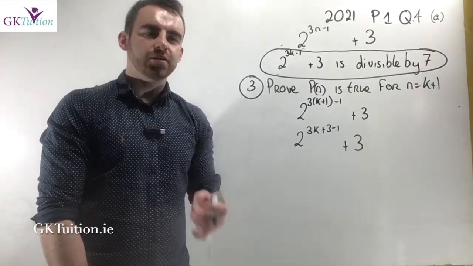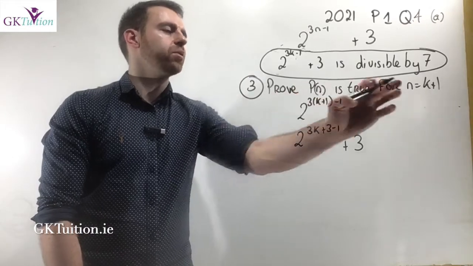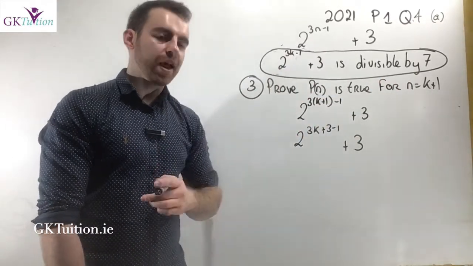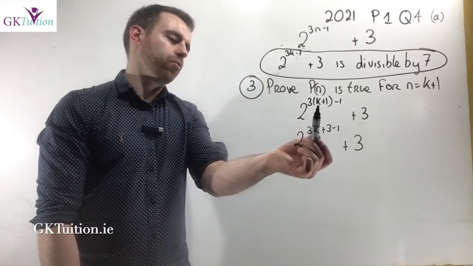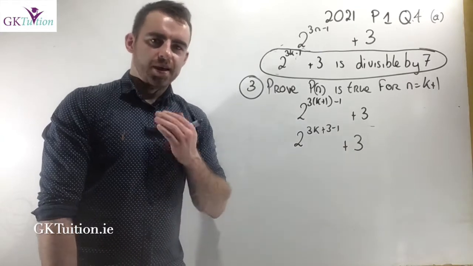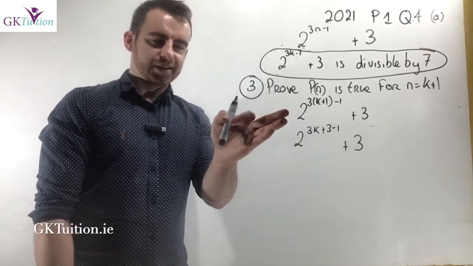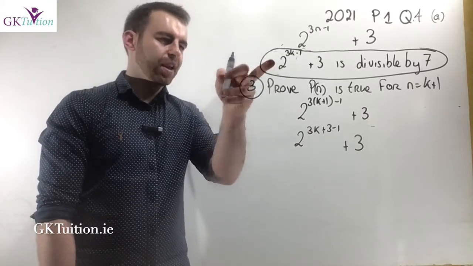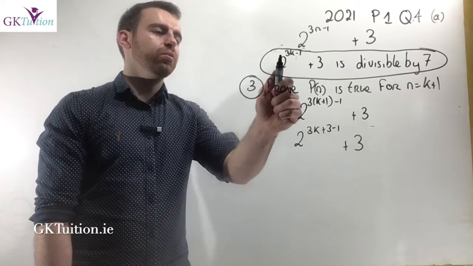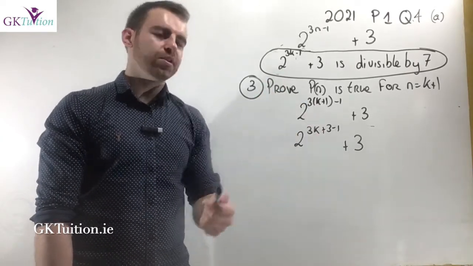Okay, so we need to use our assumption from step 2 to prove that the proposition is true for k plus 1. When we sub in k plus 1 instead of n, we get 2 to the power of 3 times k plus 1 minus 1 with a plus 3 here. Now, as always, what we need to do is try and manipulate this expression so it looks exactly the same or very similar to our assumption. In our assumption, we have a 2 to the power of 3k minus 1. So let's just multiply out this power and see what it looks like.